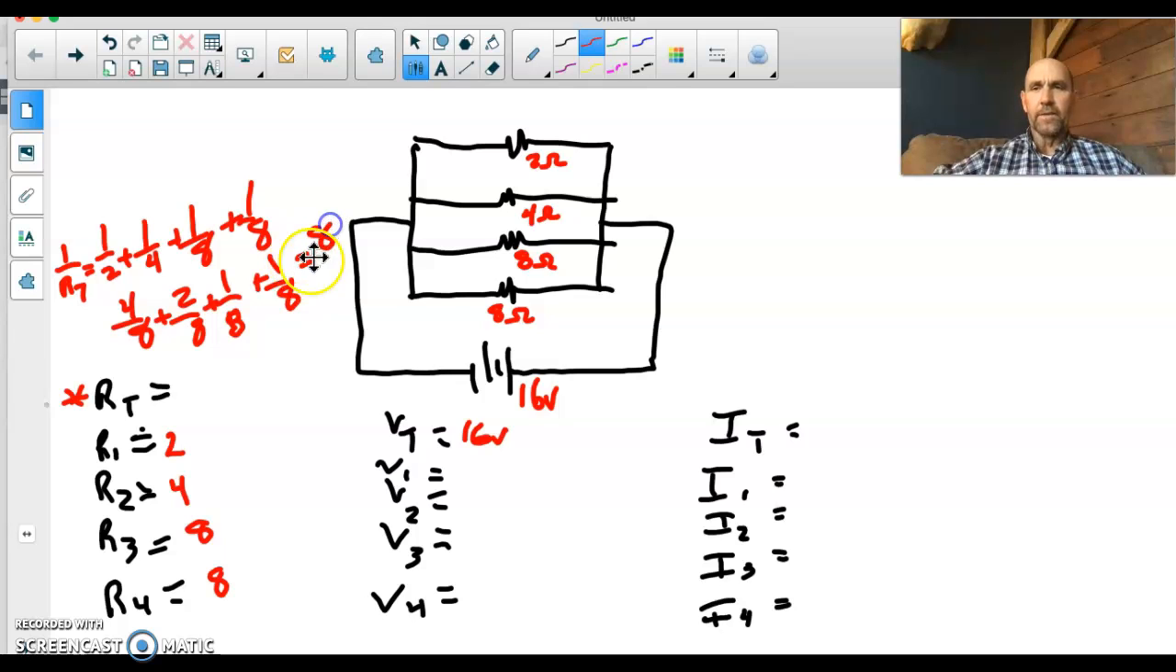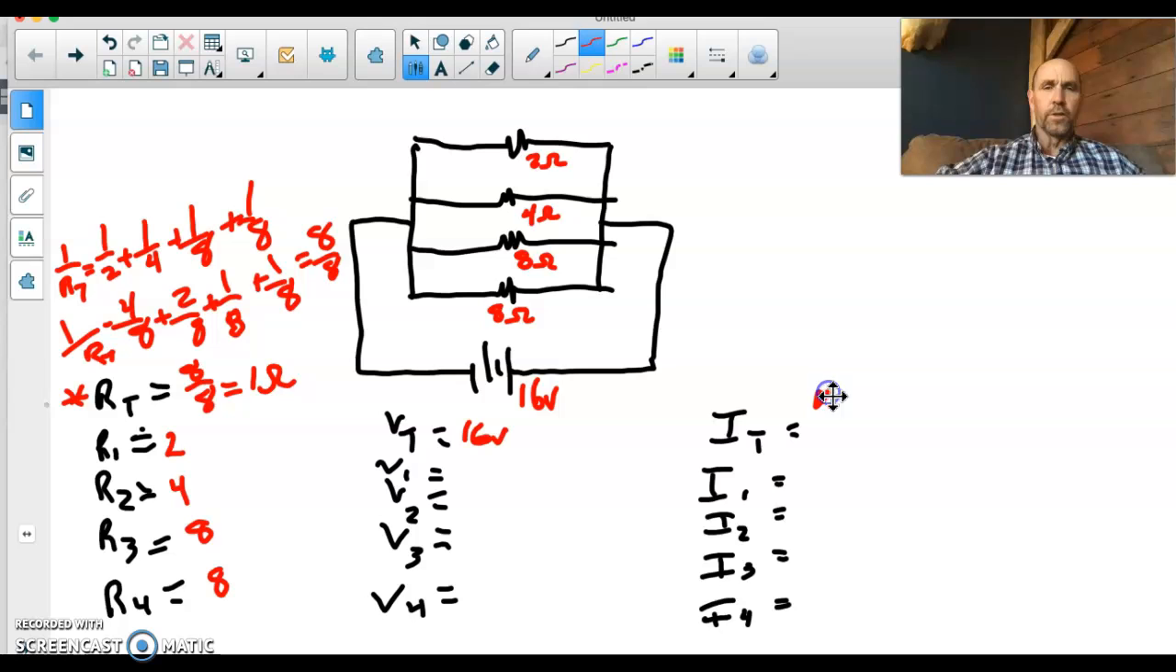I get 8/8. Now 8/8 is 1, but make sure that you are in the habit of flipping it, even though 8 over 8 is still going to be 8 over 8, and it's still going to be 1. Just get in the habit of making sure that this is 1 over RT. So this is still 8 over 8, which means we have 1 ohm of resistance. Okay? So then we go right across our table to our total current.